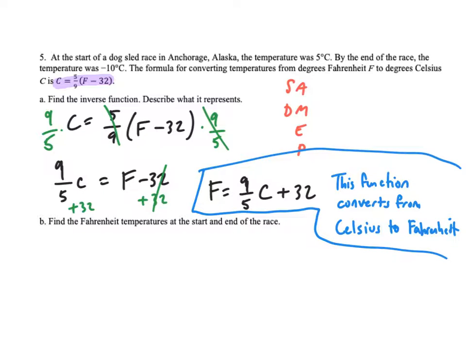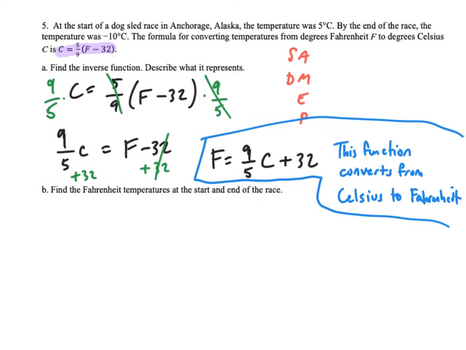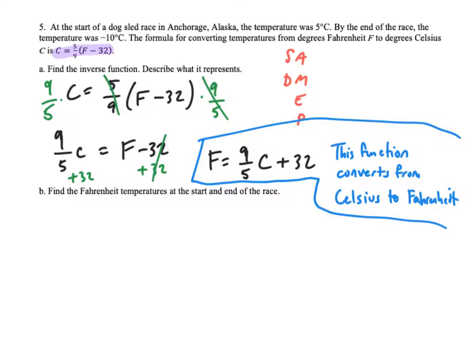All right, so find the Fahrenheit temperatures at the start and end of the race. So it wants us to take this 5 Celsius and plug that in. So that would be f equals 9/5 times 5 plus 32. So multiplication before addition when we're doing PEMDAS. So 9/5 times 5, I can put a little over 1 there. So that'd be 45 over 5, and that would be 9.